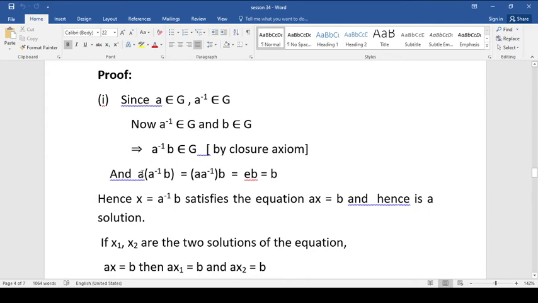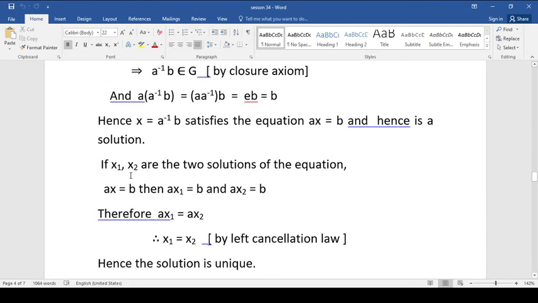So here consider A into A inverse into B, and by using the associative law we can club the terms A into A inverse, into B. We know that A into A inverse is nothing but the identity element E, and E into B is equal to B. Hence we can say that x is equal to A inverse into B satisfies the equation Ax is equal to B, and hence is a solution.